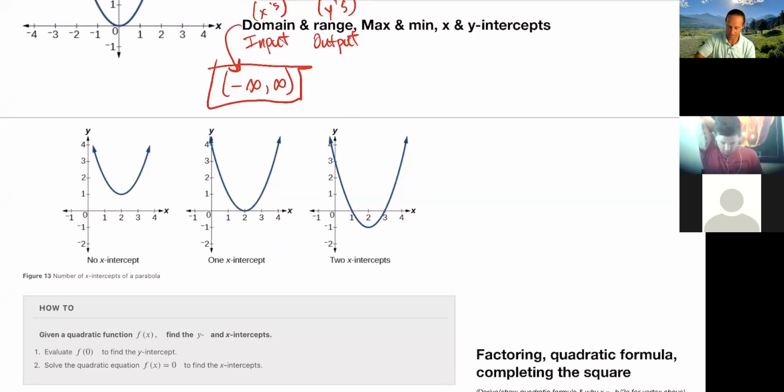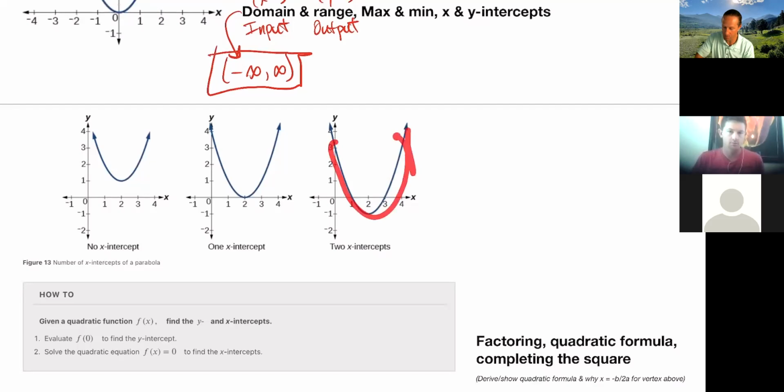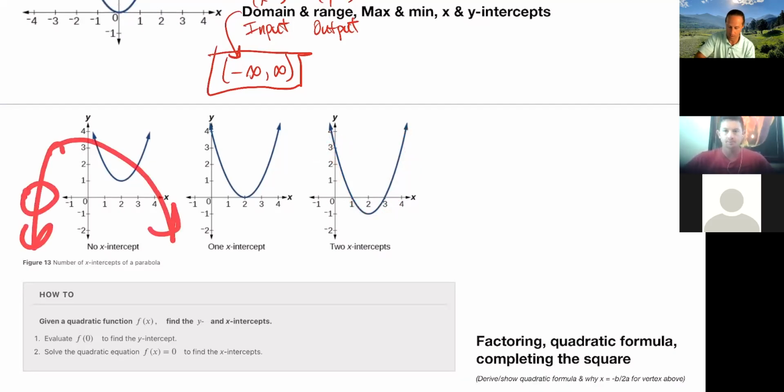So sometimes we will never have an x-intercept. Sometimes we will only have one, when our vertex is on the axis. Most of the time we will have what? That's right, Barrett. Whether it's facing upwards or it's facing downwards, we will have 2.